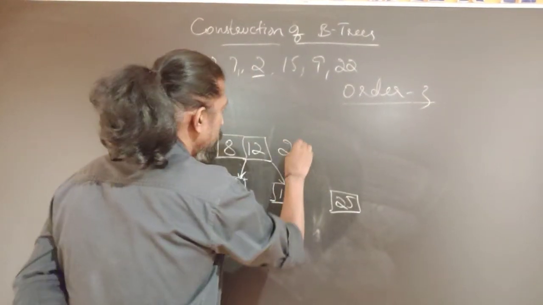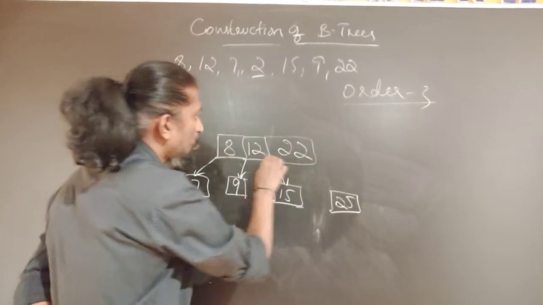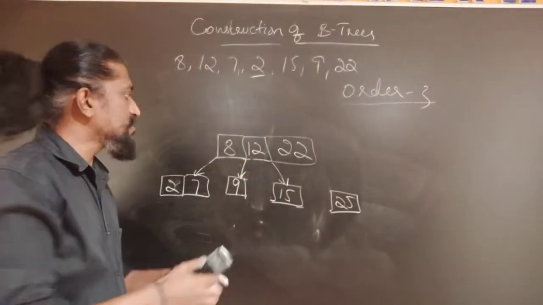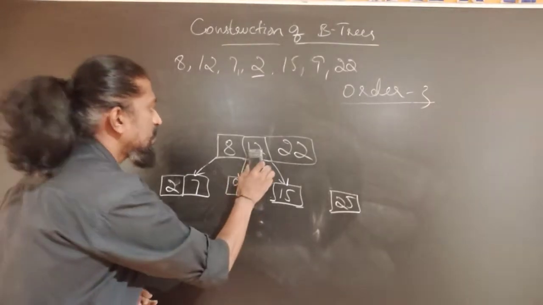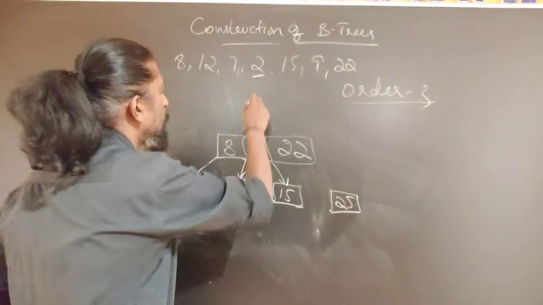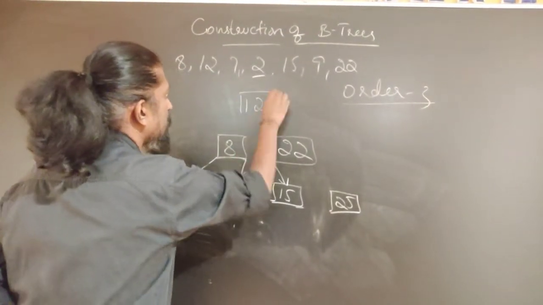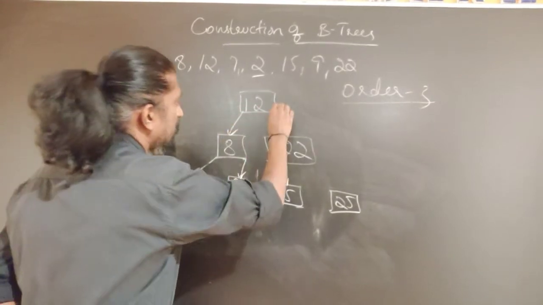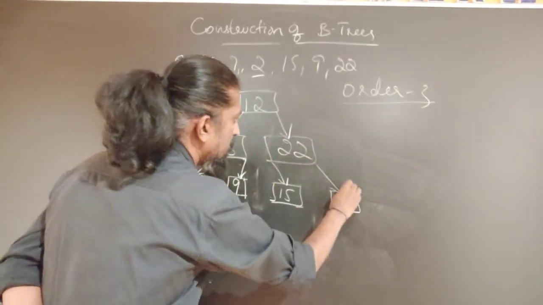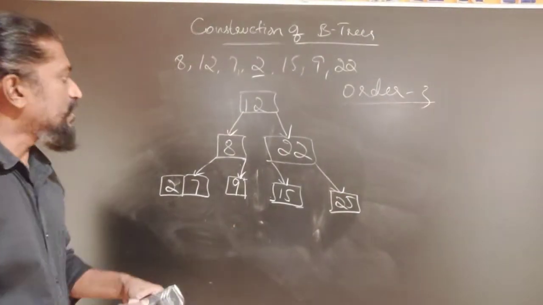When 22 is promoted here, we can see this node also overflows. It can hold only 2 keys. This is the third key that we are inserting. Therefore this also will be split into 2, and the middle key will be promoted to the parent. This will become the left descendant, this will become the right descendant. So now this is the B tree that we have.